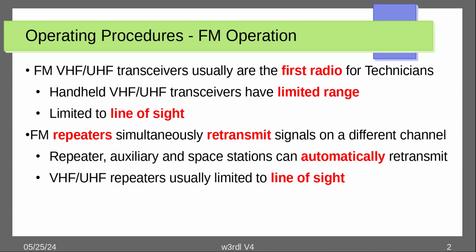In UHF, it's 5 megahertz up or down. It can be either. Typically it's up, but it can be minus 5 megahertz. On VHF, it's 600 kilohertz, plus or minus.